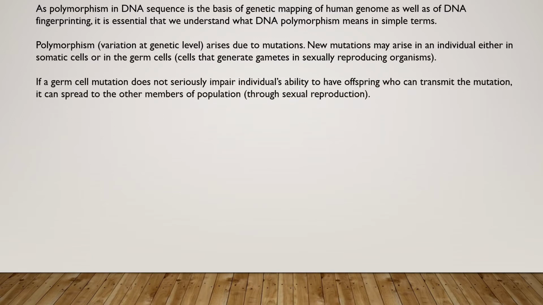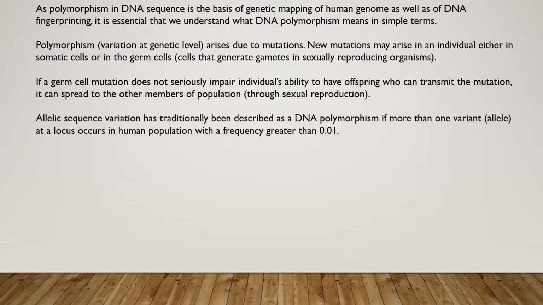If a germ cell mutation does not seriously impair individual's ability to have offspring who can transmit the mutation, it can spread to the other members of population through sexual reproduction. Allelic sequence variation has traditionally been described as a DNA polymorphism if more than one variant at a locus occurs in human population with a frequency greater than 0.01.